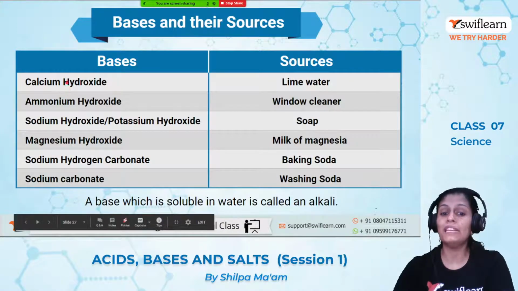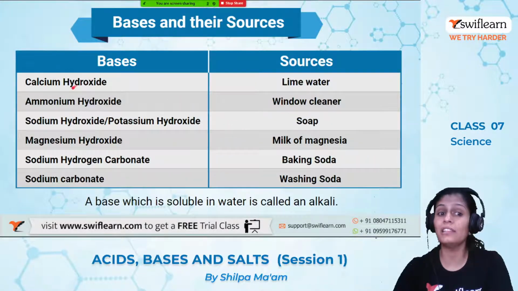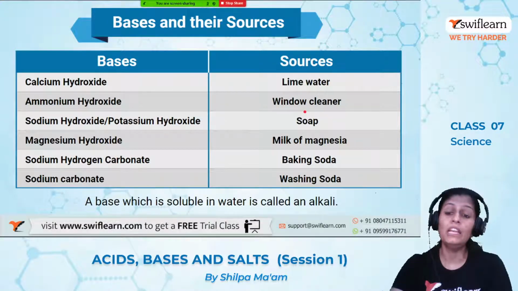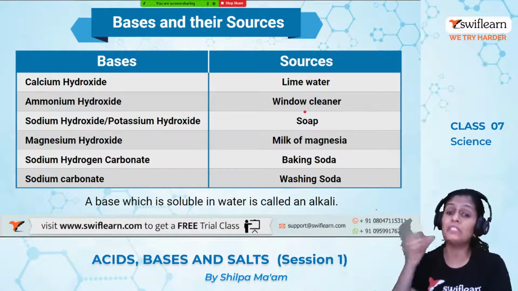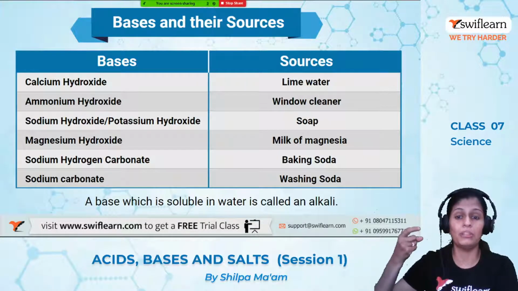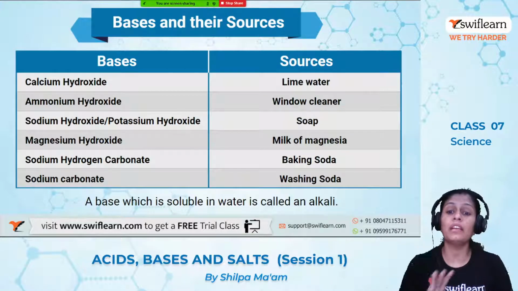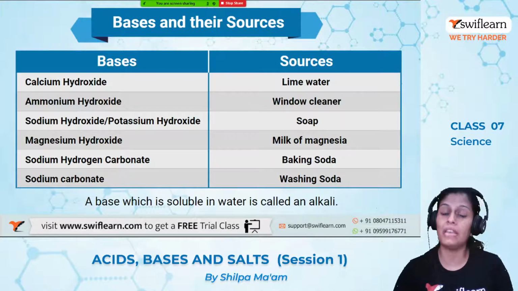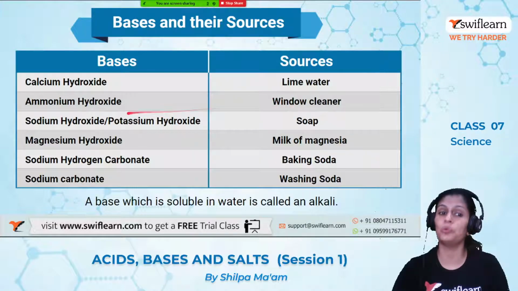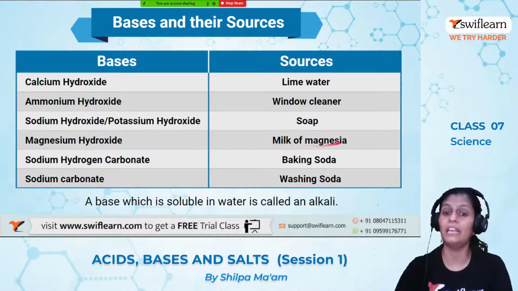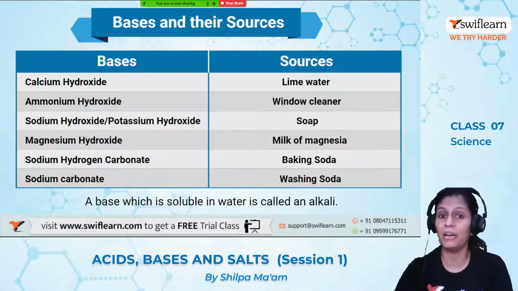These are some of the examples of bases that are there and from where we are getting them. If we talk about calcium hydroxide, where is it present? In lime water. Ammonium hydroxide is used as a window cleaner. Your windows get cleaned with a solution that you just spray over the windows and clean it with a newspaper. Then your windows are cleaned properly. What is a constituent that is there in window cleaner? It's ammonium hydroxide. In soap, you have sodium hydroxide and potassium hydroxide.